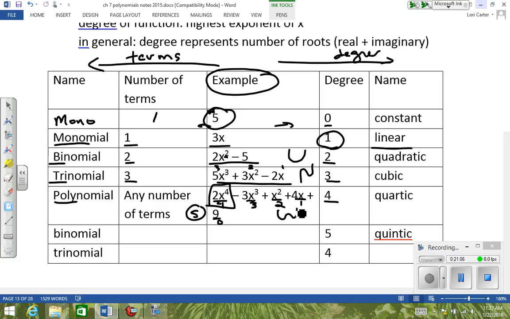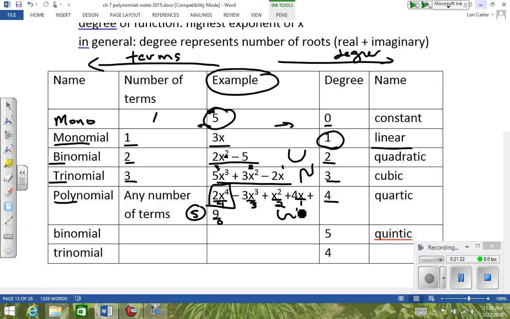You have to do the next one. I give you part of the information. You got to figure it out. So I know it's a binomial with a degree of 5. Binomial means how many terms? 2 terms, and the highest degree has to be 5.